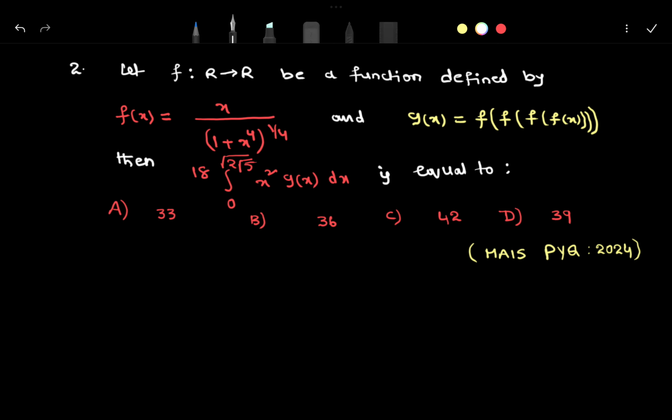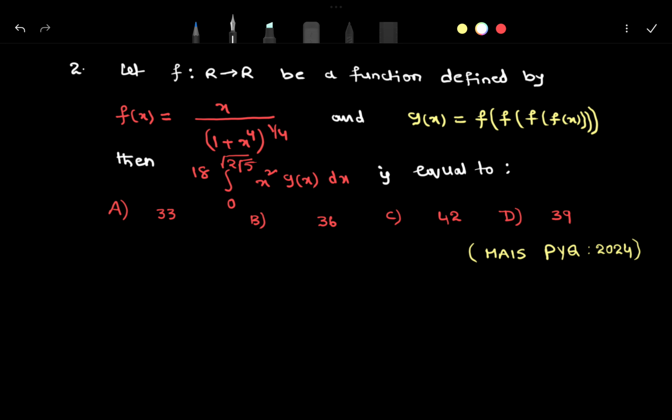In this video, we are going to discuss one of the most important 2024 PYQ from integration. See, what is the given question? Let f mapping R to R be a function defined by f of x is equal to x divided by (1 plus x to the power of 4) whole to the power of 1 by 4, and g of x is equal to f of f of f of f of x. This is nothing but a composite function. Then 18 into the integration from 0 to square root of 2 root 5 of x square into g of x dx. What is the value of this one?